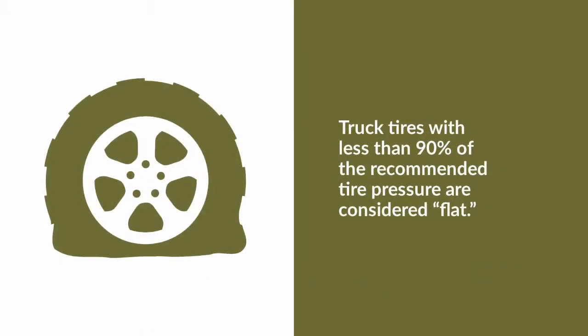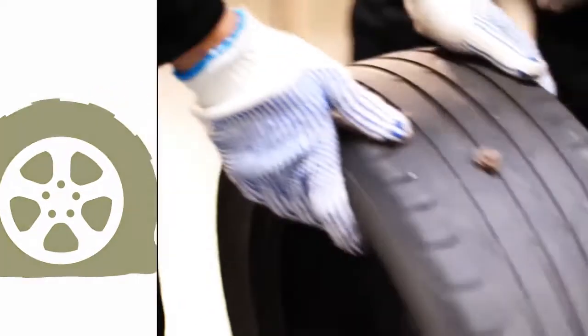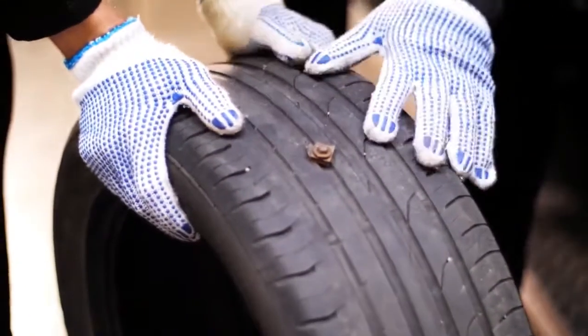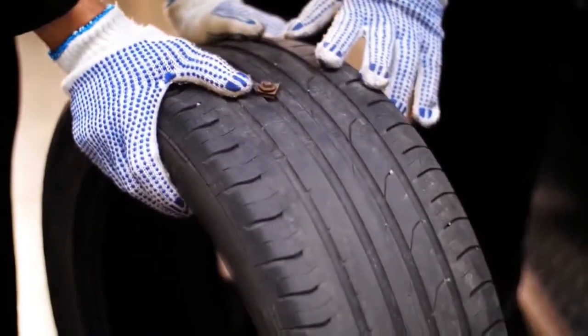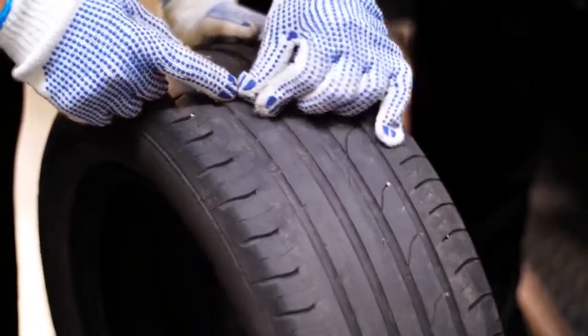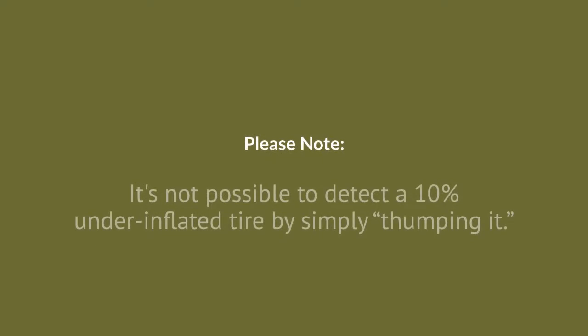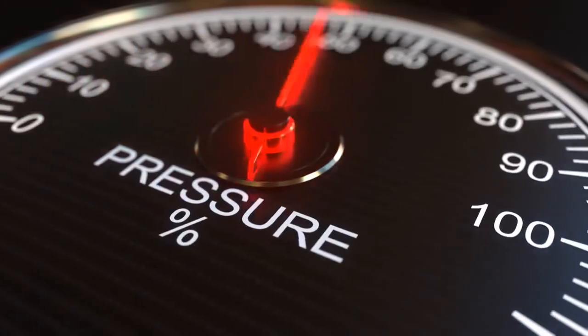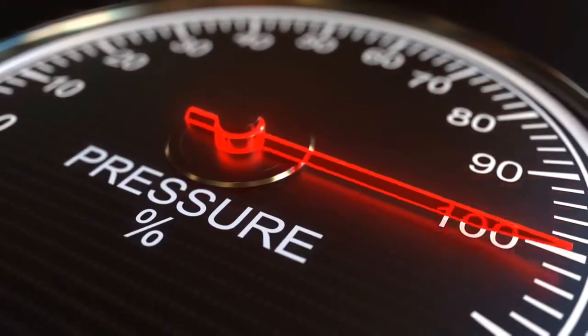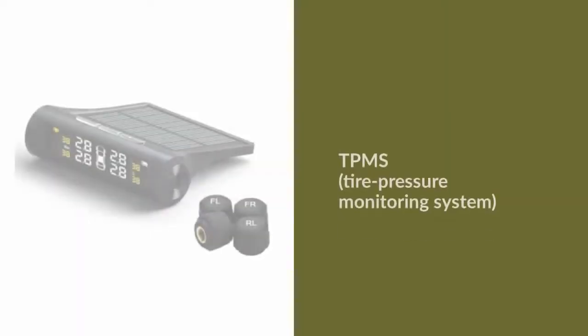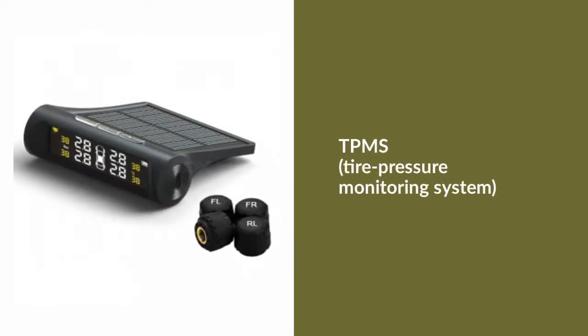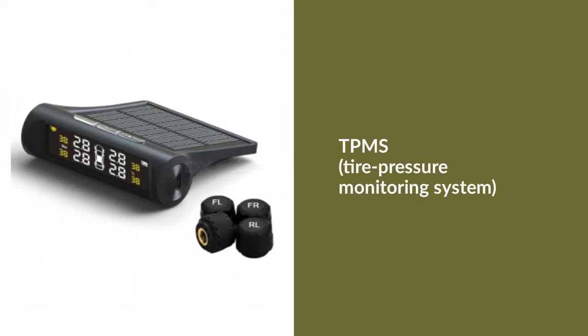Truck tires with less than 90% of the recommended tire pressure are considered flat. Run flat tires must be removed and inspected for damage by a qualified tire technician before proceeding. It is not possible to detect a 10% underinflated tire by simply thumping it. Professional drivers will use a tire gauge to check for proper tire inflation. If the vehicle is equipped with a tire pressure monitoring system, they learn and understand how to interpret the data output.